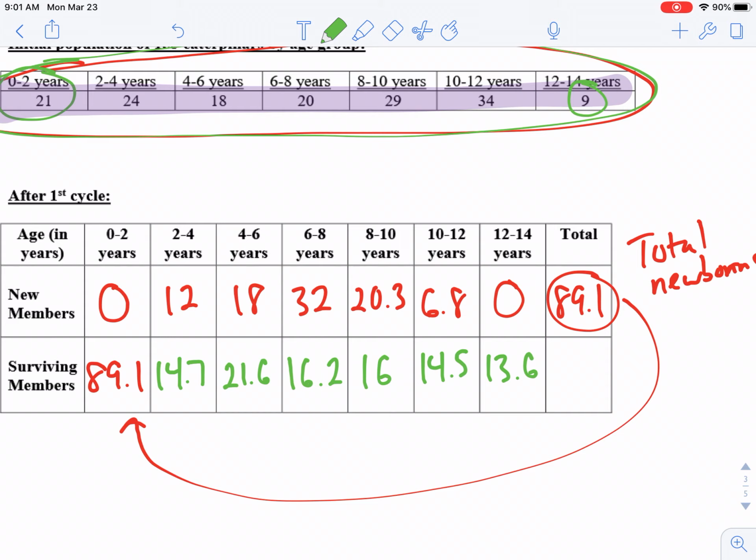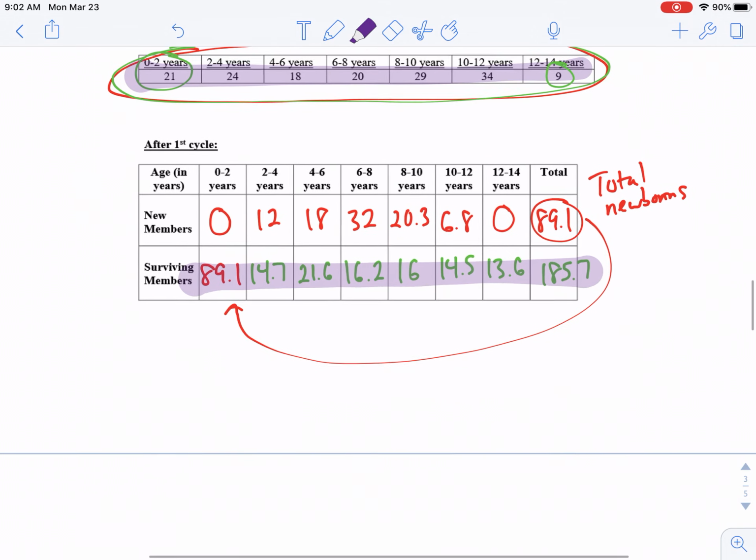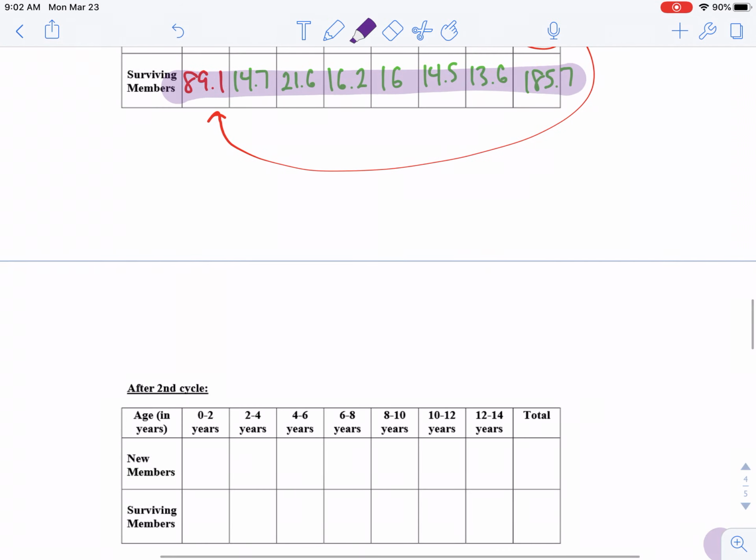So then just total them up, and you'll get your population after one cycle, which is 185.7. Then you're going to take these numbers in the survivors column, or row, I should say, and you're going to use those as your new initial population to do another cycle into the future. All right, I'll give you the answer.